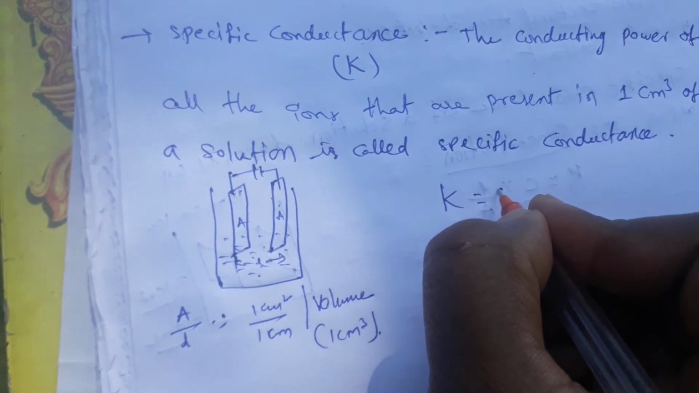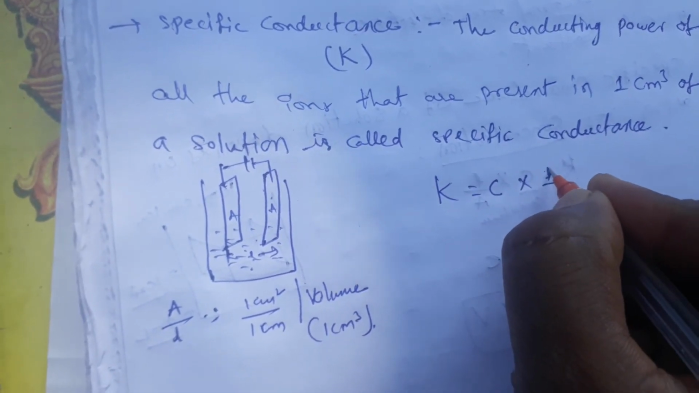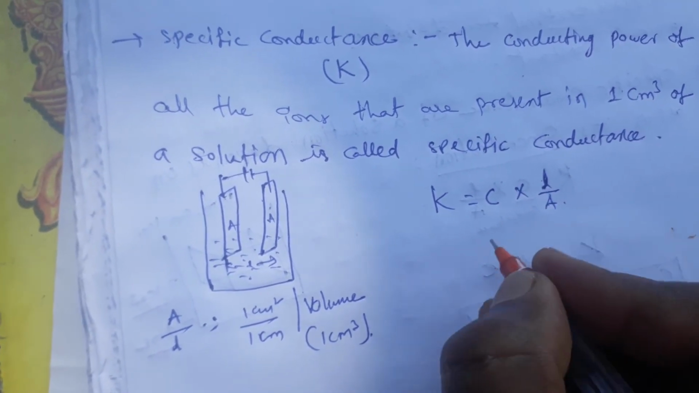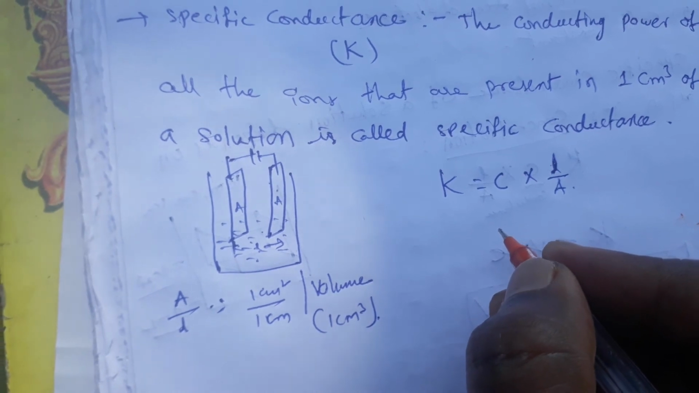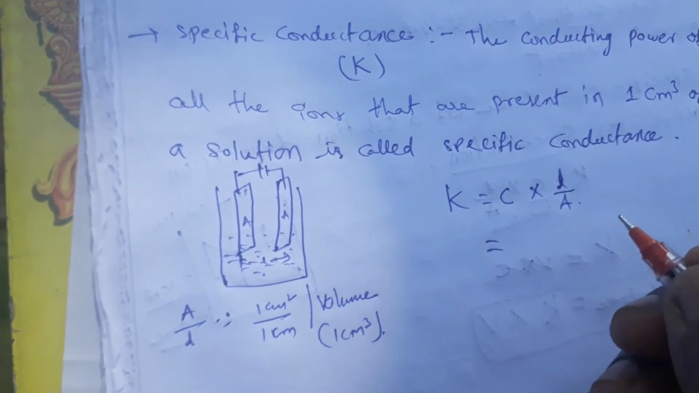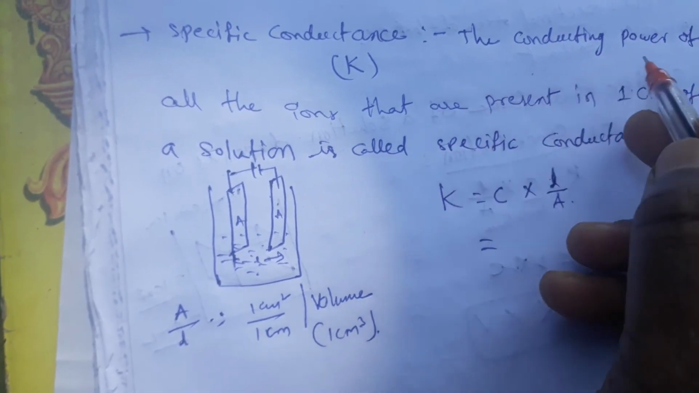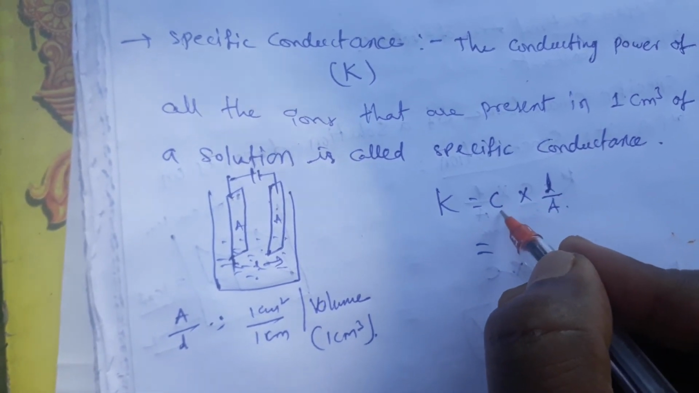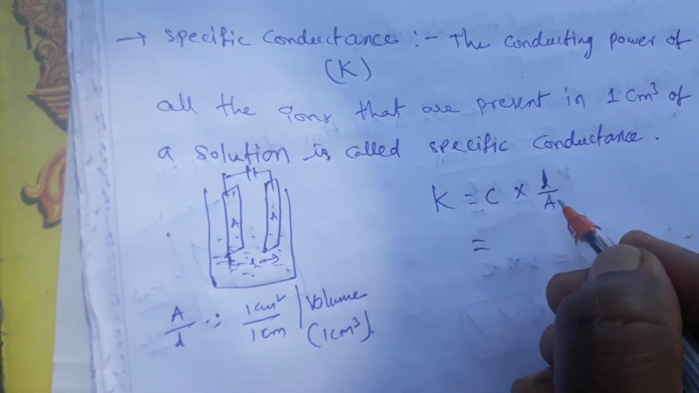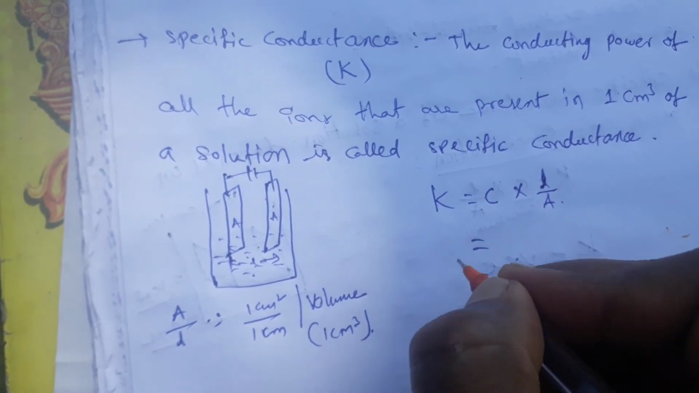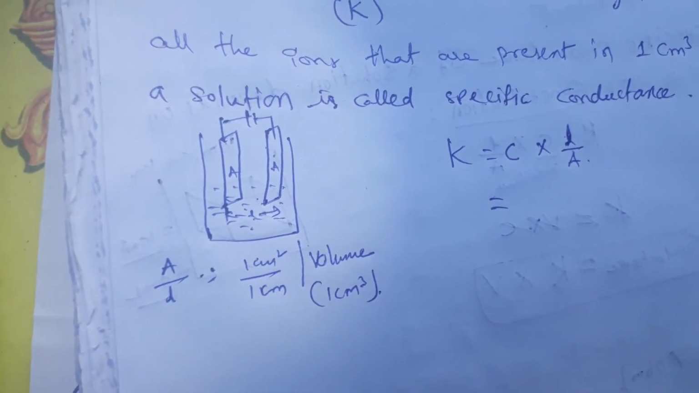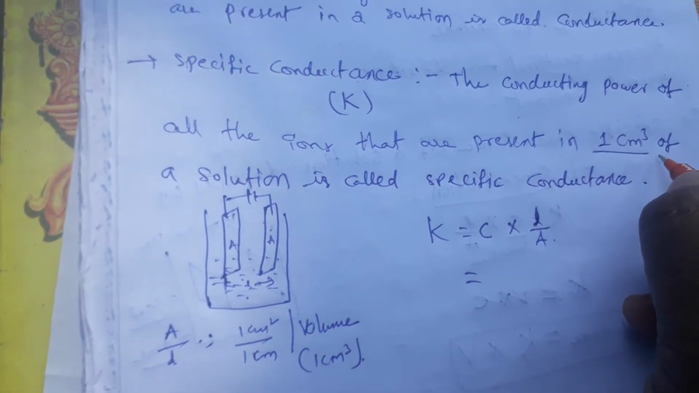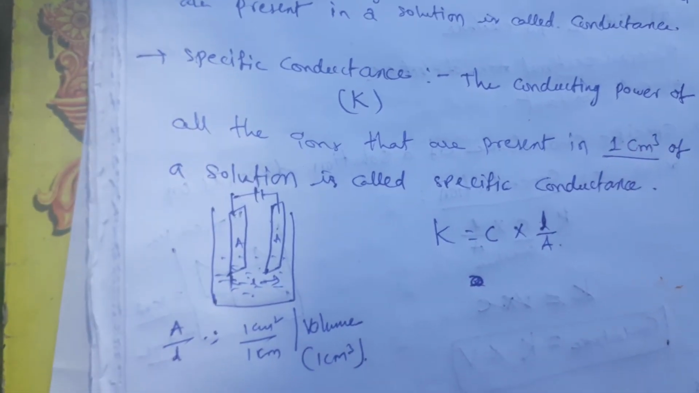So kappa is equal to conductance into 1 by L by A, that is the cell constant. So kappa is equal to C into L by A. Here the conducting power of all the ions present in 1 centimeter cube, that is 1 ml of solution, is called kappa. This is in CGS; if I take 1 meter cube, then that is MKS.